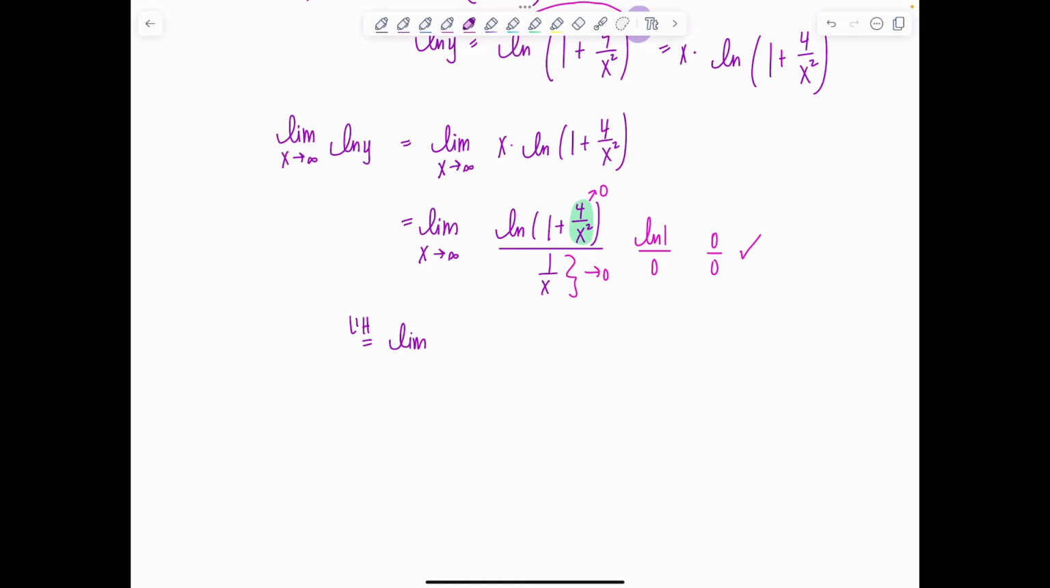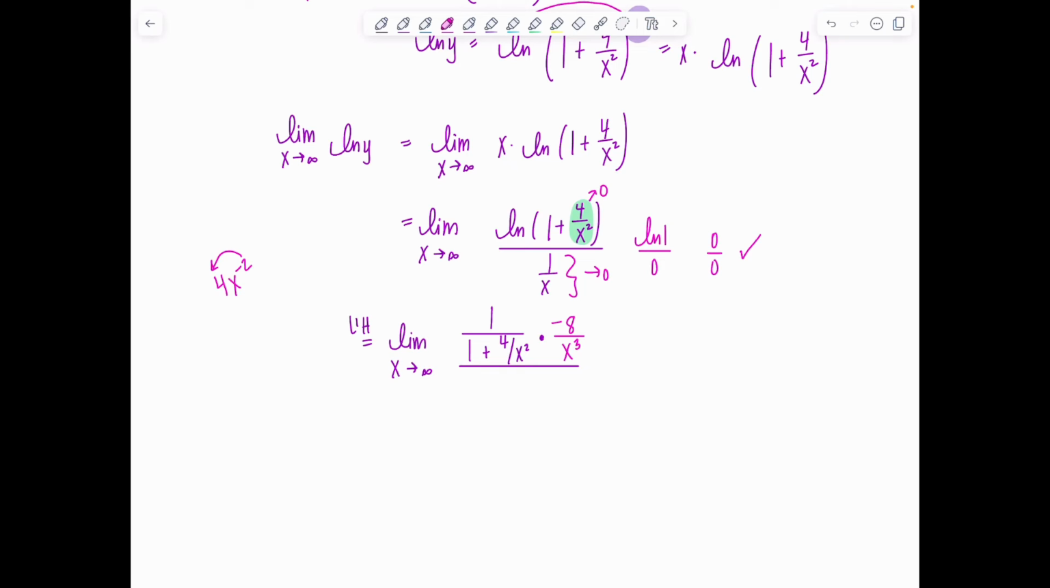So we have limit, x approaches infinity. Derivative of the numerator. So when you have derivative of ln something, it's always 1 over the something times chain rule, derivative of the something. So derivative of 1 would just be 0. Derivative of 4 over x squared, maybe think of it as 4x to the negative second. So if you take the derivative, it would be negative 8 x to the negative third, or negative 8 over x cubed. Good?